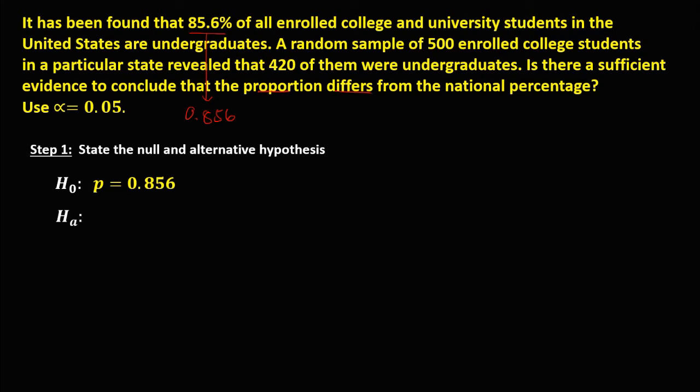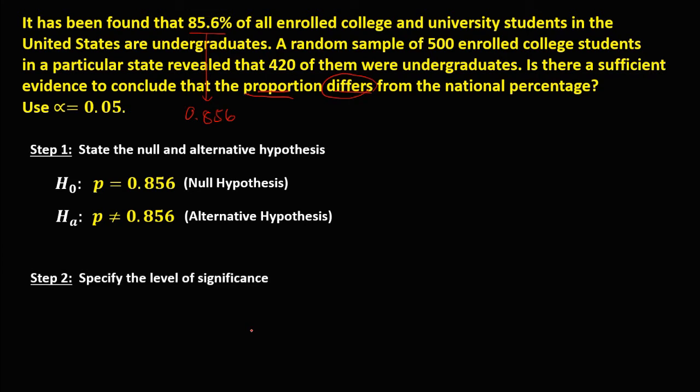Then for the alternative hypothesis, since we need to test if the proportion differs from the national percentage, the population proportion is not equal to 0.856. So this is the null hypothesis, and this one is the alternative hypothesis. Then for step 2, we need to specify the level of significance. Alpha is equal to 0.05. Since in the alternative hypothesis this is not equal, this is two-tailed.